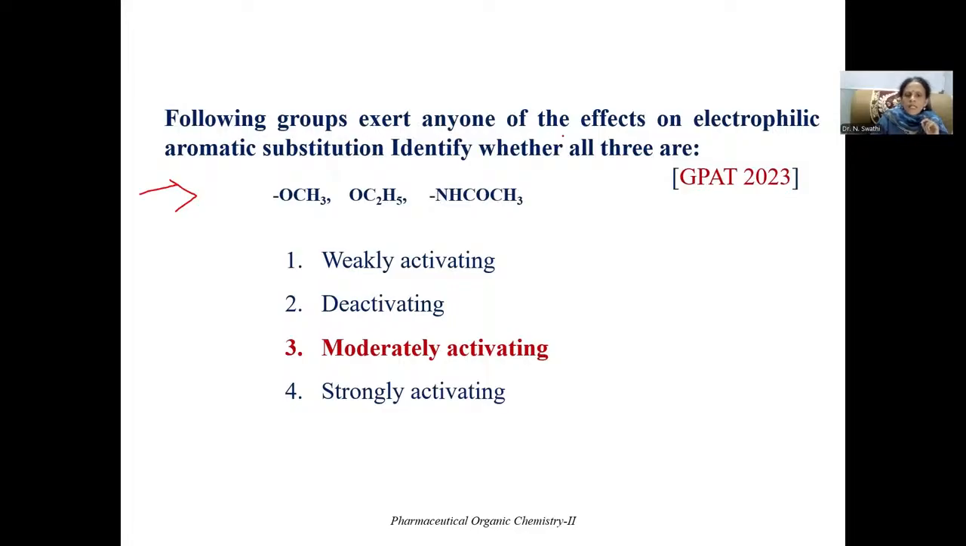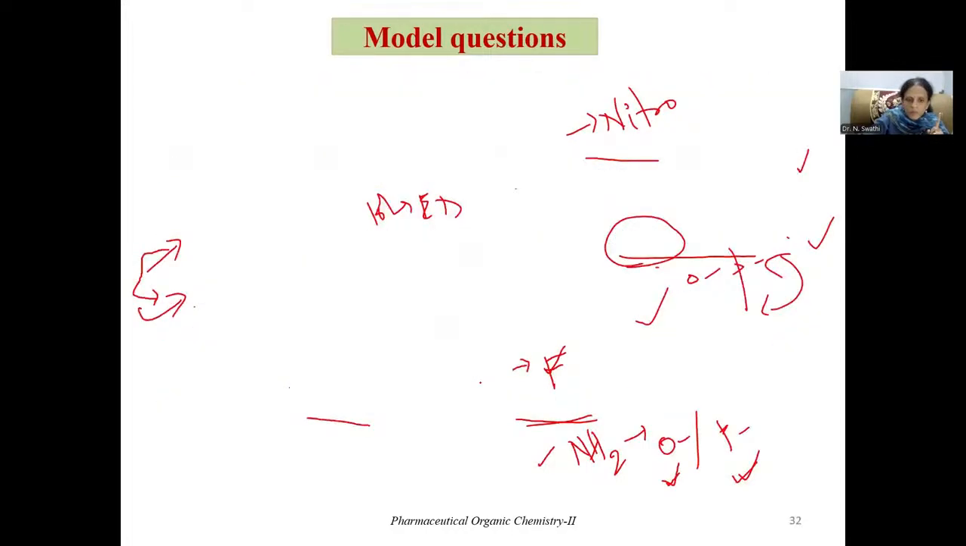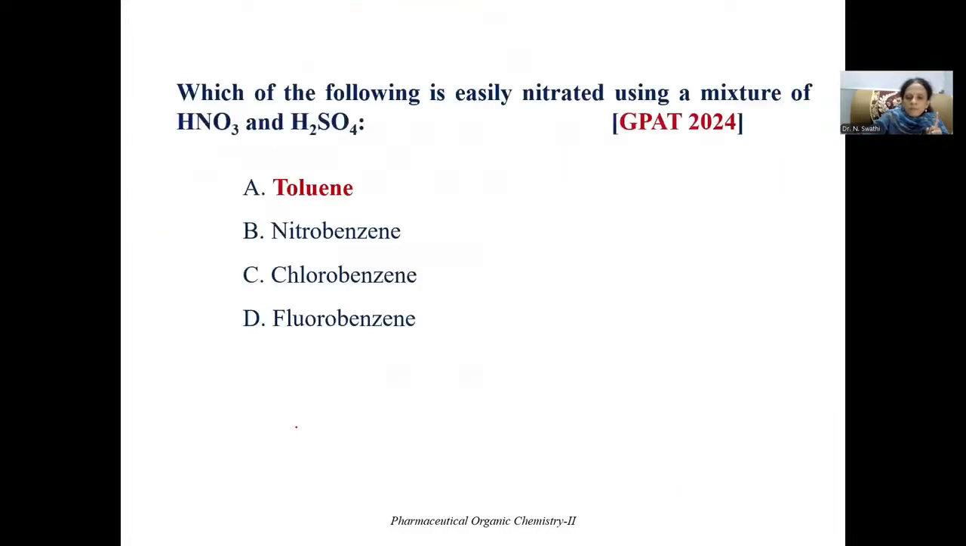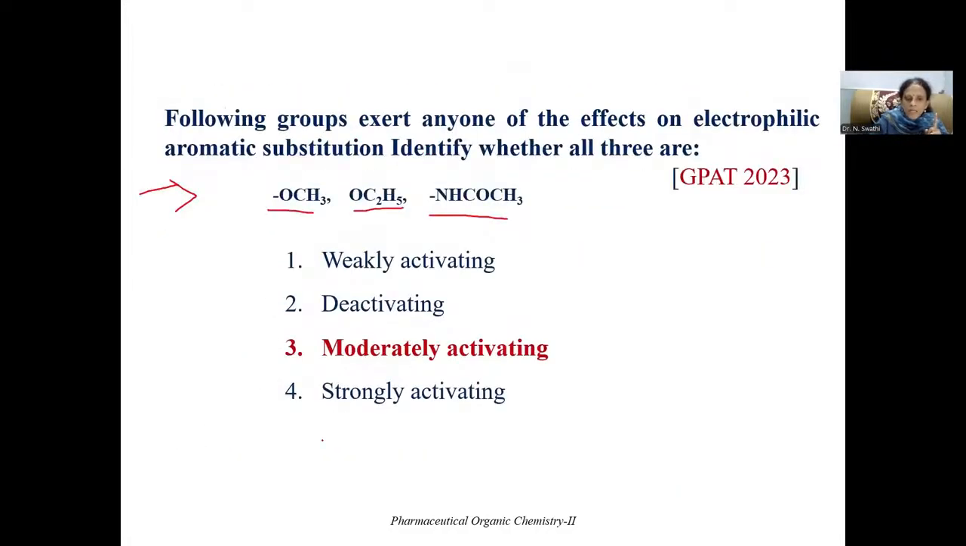Following groups exert any one of the effects on electrophilic aromatic substitution. Identify which class all three belong to. Okay, so here methoxy, ethoxy and acetamido groups are given. We have to mention whether they are weakly activating, deactivating, moderately activating or strongly activating. Based on that table, I will show the table once again here. You can see methoxy, ethoxy and acetamido all belong to the moderately activating group. The same answer was highlighted here. Okay, so this is one of the GPAT 2023 questions.